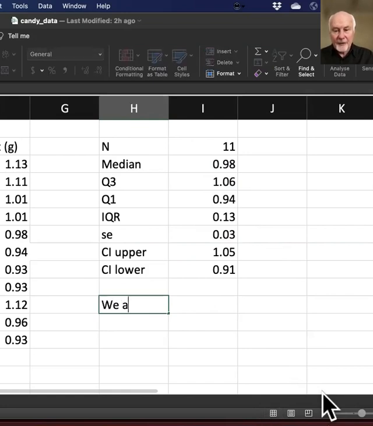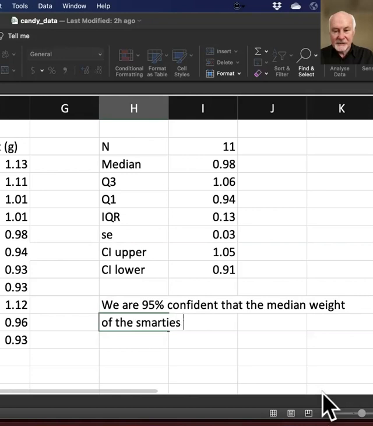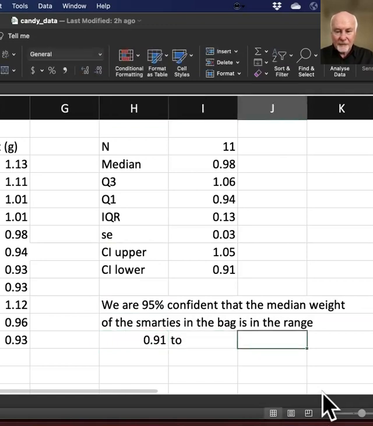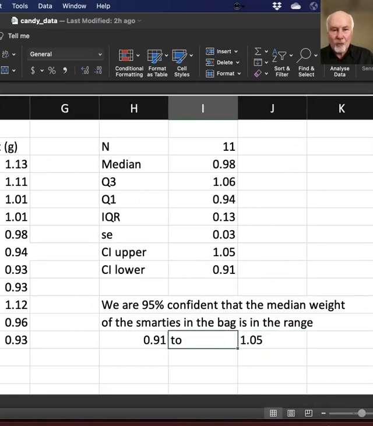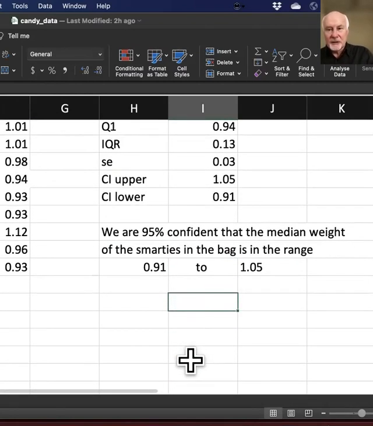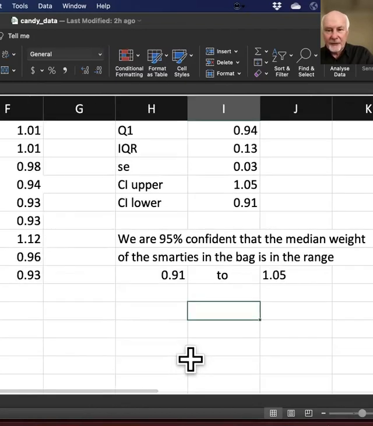So we can say we are 95% confident the median weight of the Smarties in the bag is in the range from 0.91 to 1.05. That's the conclusion. Now, there's a whole lot of things we've got to learn about this.